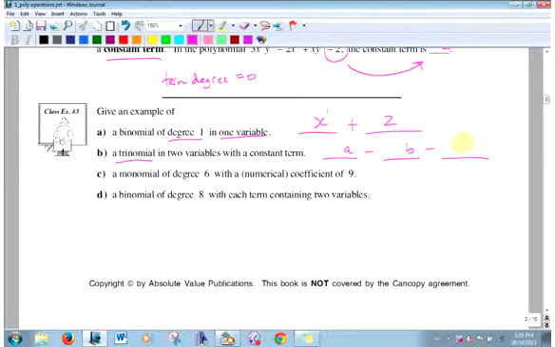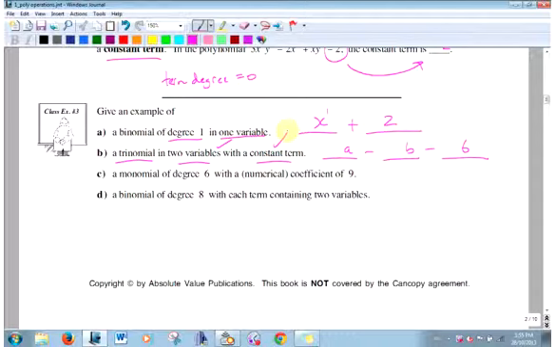What's your favorite number today, Brianna? 6. Okay. Then double check. Is that a trinomial? Yeah, I got three terms. Do I have two variables? Check. Do I have a constant? Yeah, that's a constant, just a number.